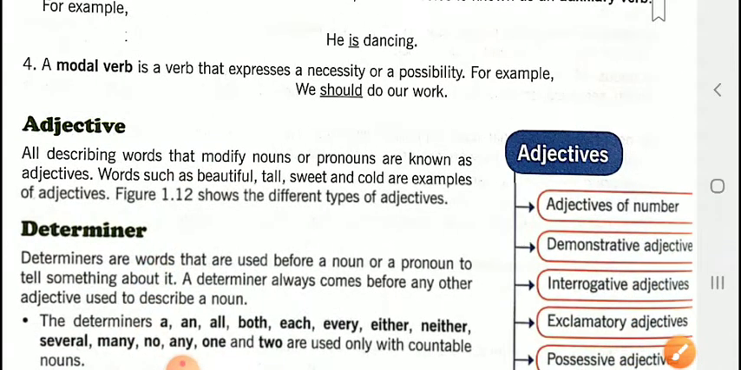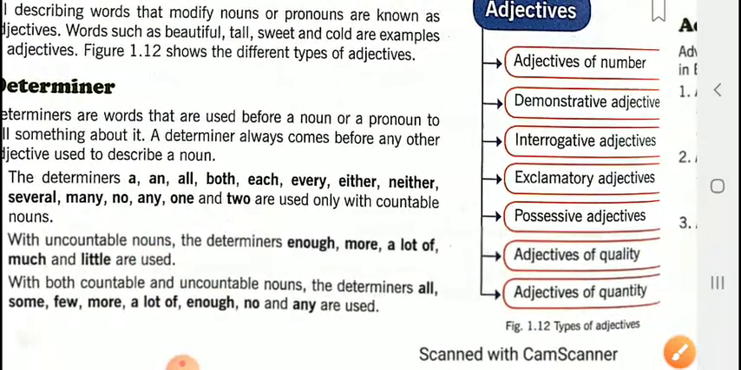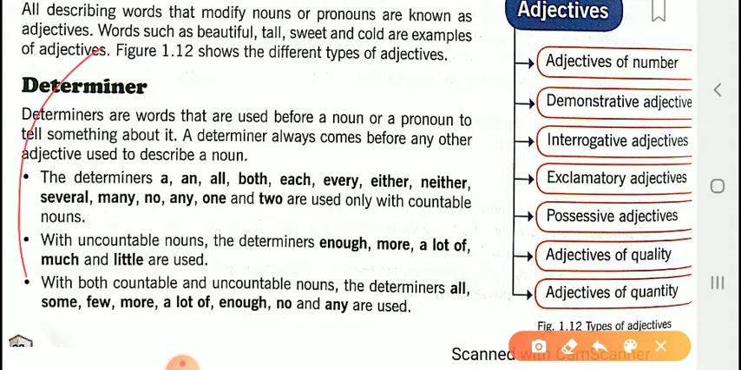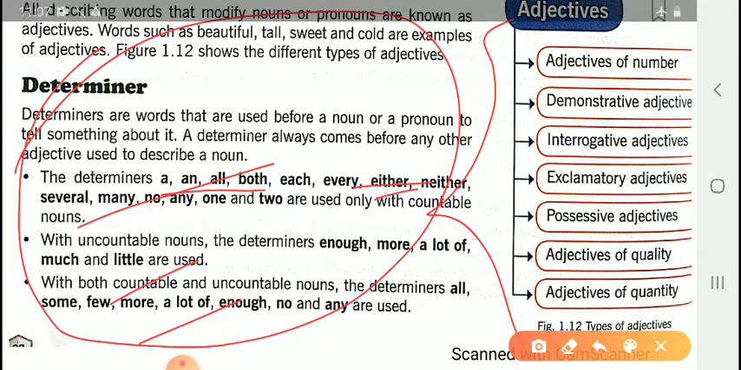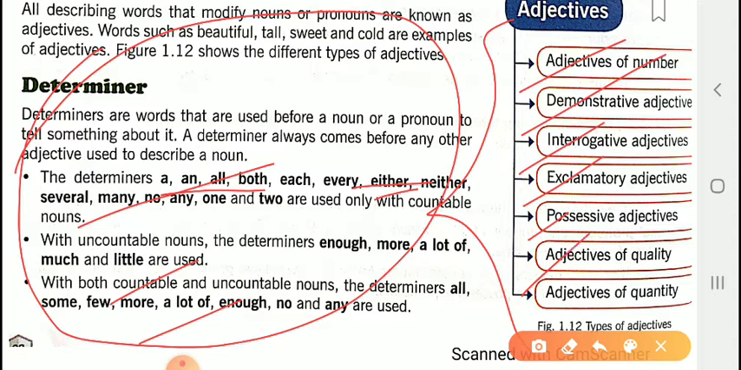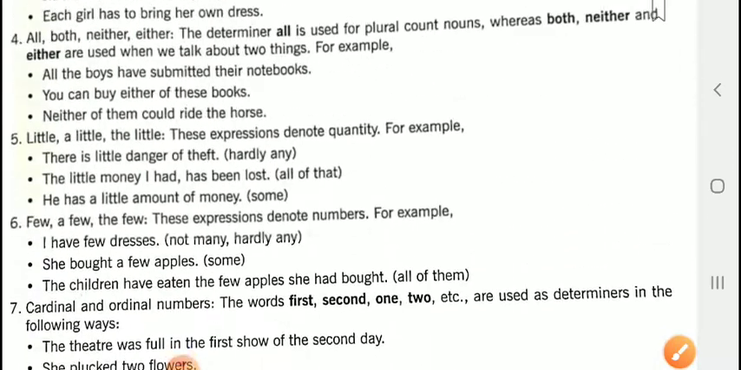Then adjective. What is an adjective? Adjectives are describing words that modify nouns and pronouns. All things are given here. You have to understand determiners like a and the thoroughly. If at any point of time you have any problems, you can ask me. Then adjective of number, demonstrative adjective, interrogative adjective, exclamatory adjective, possessive adjective, adjective of quality, adjective of quantity.